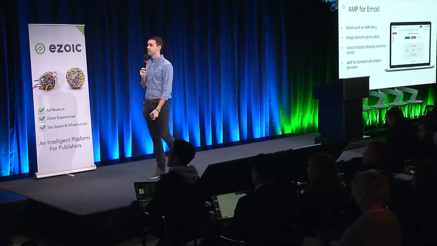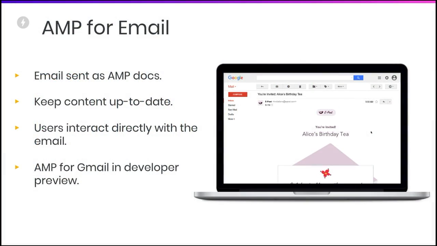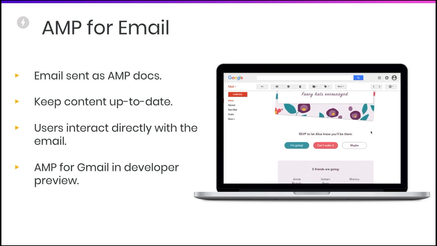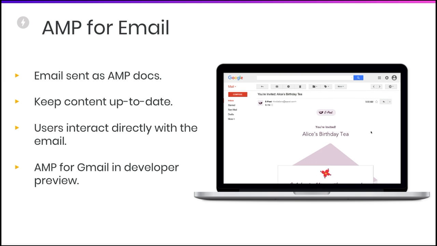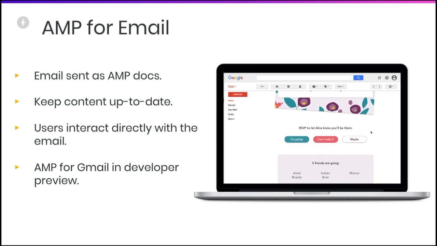But AMP for email is something that we also announced last year that I think, for me personally, and I know you all are publishers, so you're often focused on your websites, but likely some of you have newsletters or use that as an engagement mechanism.